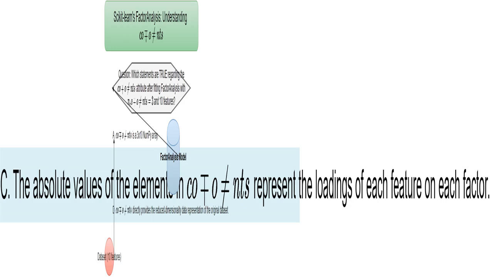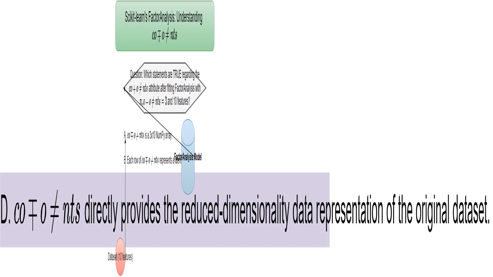This gets to the core of what the numbers in the components array mean. Each number represents a loading, showing how strongly each feature relates to each factor. The absolute value tells us the strength of the relationship, ignoring the direction, positive or negative. This tests whether you know what components does not represent. It doesn't give you the reduced data points, instead, it provides the factor loadings. To get the reduced data, you need the transform method.